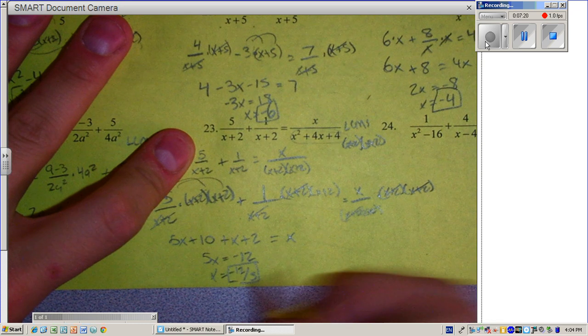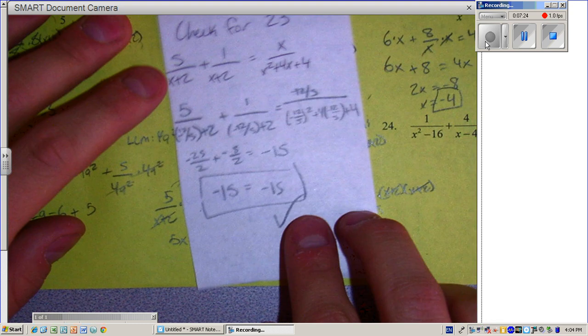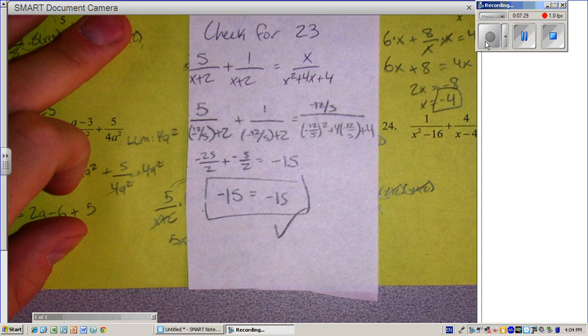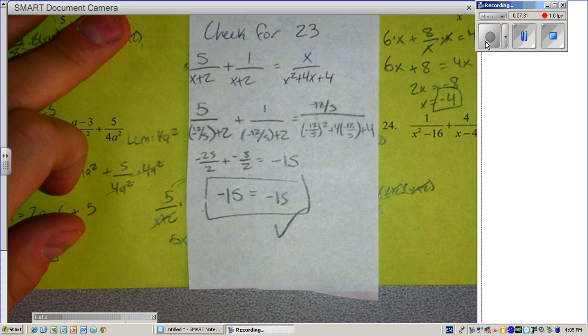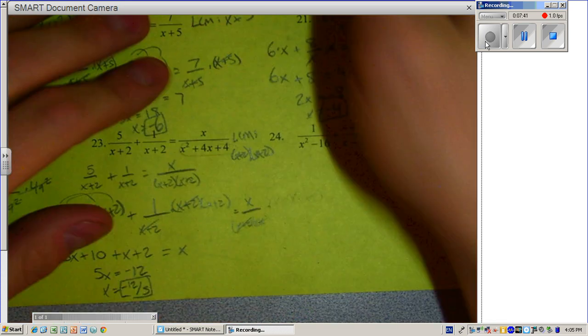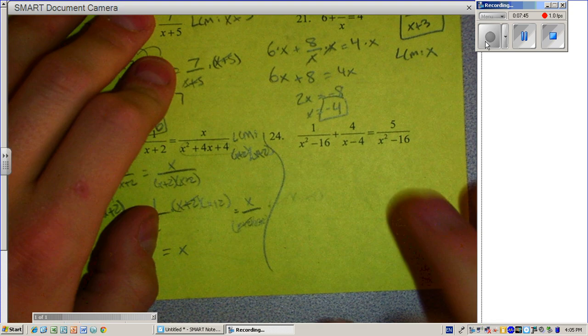Okay, this is an ugly fraction, but we can check it with the calculator. And this is how that's going to work. If I plug in a negative 12 fifths wherever I see an x and simplify, you will get negative 15 equals negative 15. That comes out to be a true statement. Okay, last but not least, we're looking at number 24. I'm going to make myself some space over here. Okay, 24. I need a least common multiple.